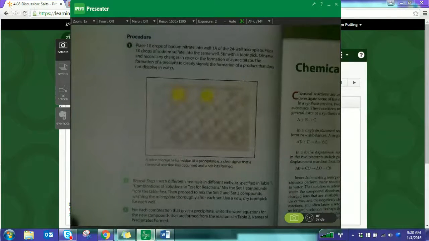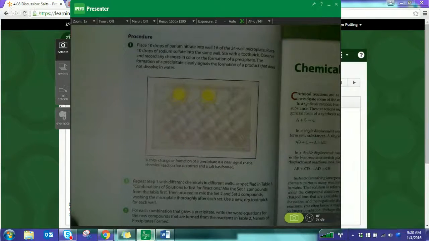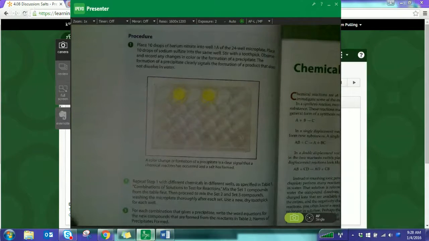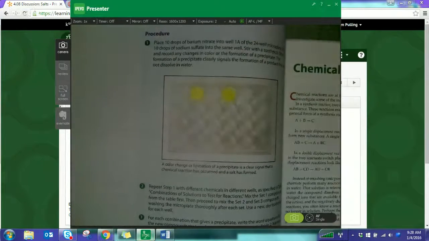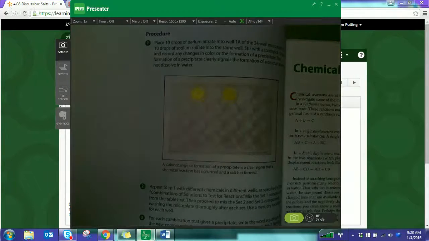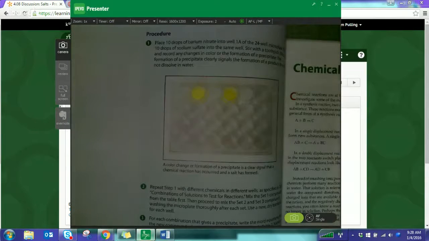procedure. Place 10 drops of barium nitrate into well 1A of the 24-well microplate. Place 10 drops of sodium sulfate. So every single time it's going to be 10 drops of each chemical. You're going to combine them together. You're going to stir it. And then you're going to rinse off your stirring rod or throw away your toothpick and make note of any color changes and any precipitates that form.